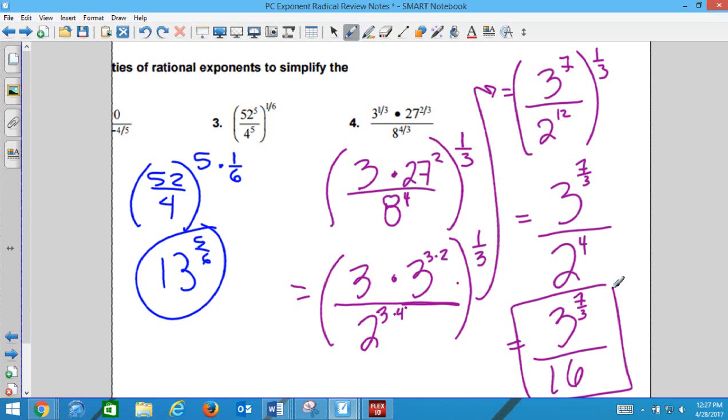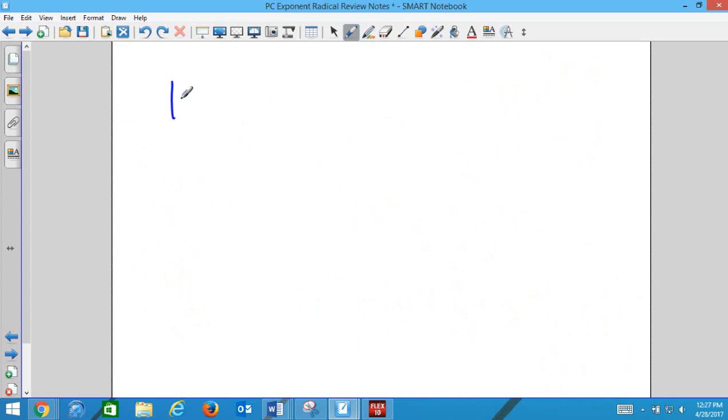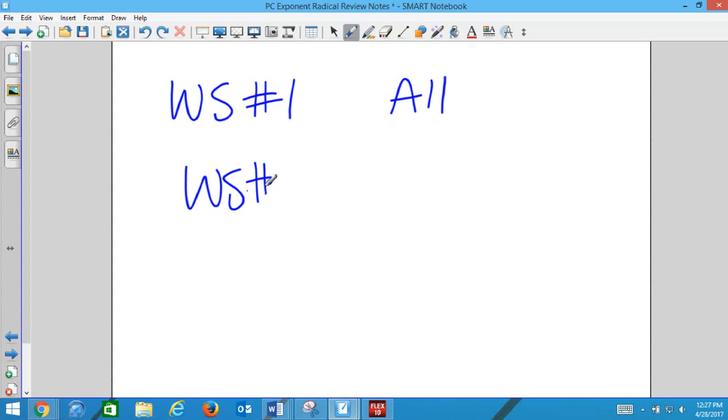Put the numbers up. Okay, so the numbers that you are doing: from worksheet number 1, you are doing all. From worksheet number 2, you are doing 1 to 12. That's it.